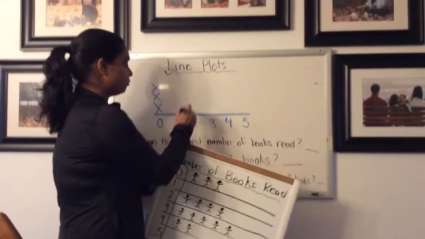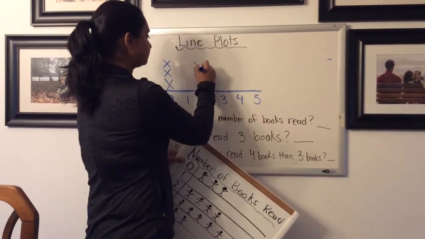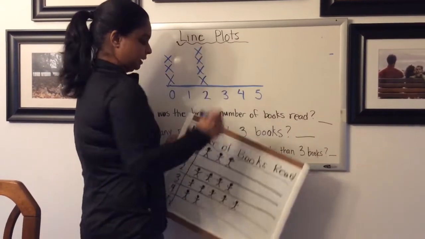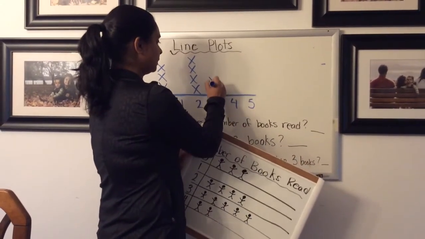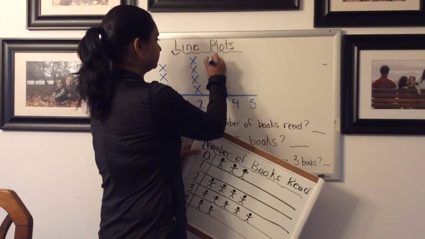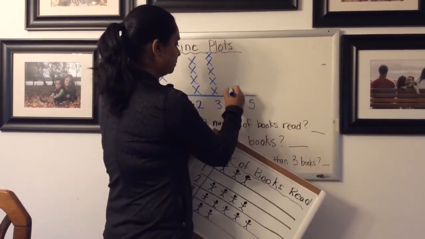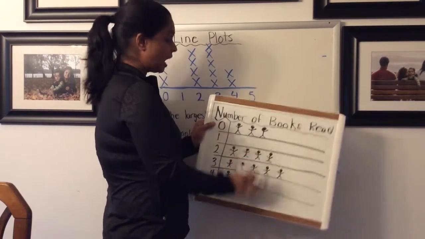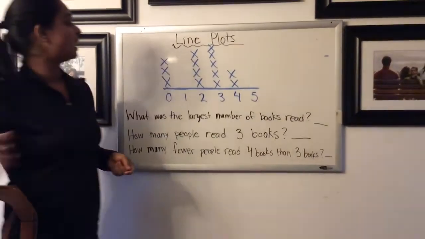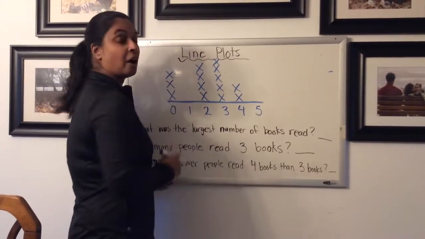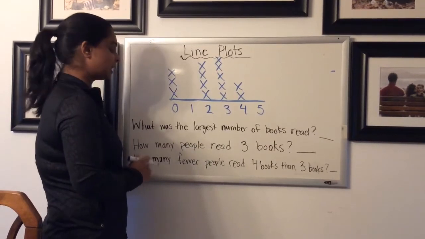Now 2 has 4, so I'm going to go ahead and do 4 X's here. And then 3 has 5, and then 4 has 2. And then again for 5, I'm just going to leave it empty, no X's. All right, so now I have all my data plotted on my line plot, and now I can see all my information nice and clearly.